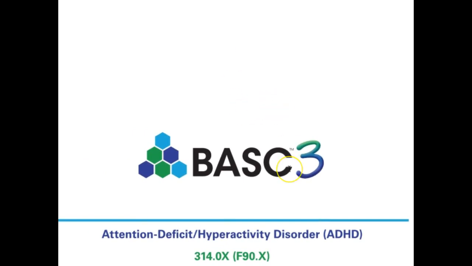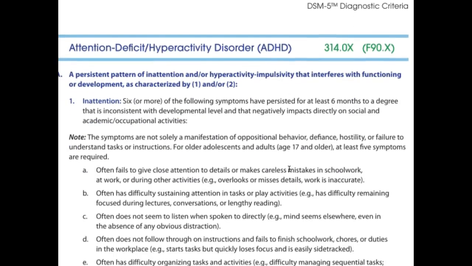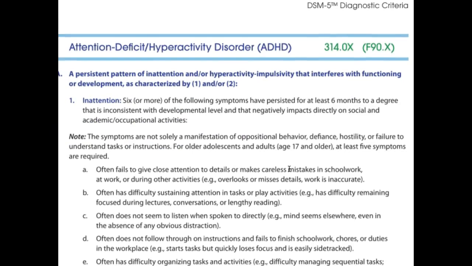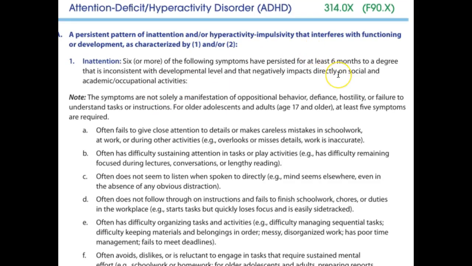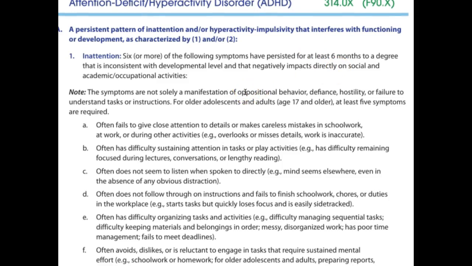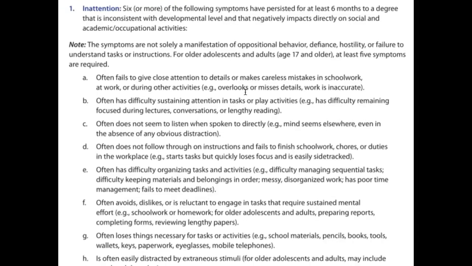And under the DSM-5, you will see these criteria. Whenever you have the DSM-5, you're going to see these numbers to the far right. That is the coding that's used, especially in insurance, to show what the issue is. So in attention deficit hyperactive, you'll see that six or more of the symptoms have persisted for six or more months to the degree that it's consistent and developmentally negatively impacts social and academic functioning. And then we go through all of these different symptoms that you see.